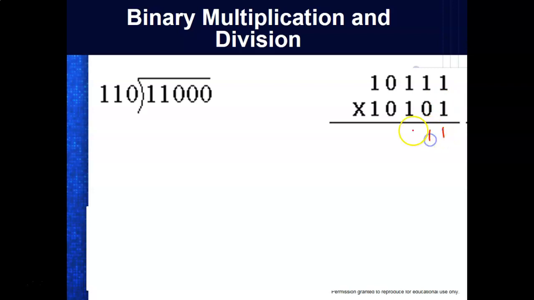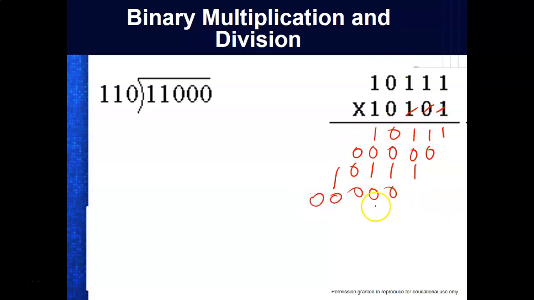So this would be 1, 1, 1, 0, 1. And then I would come through and multiply by this. So that would be what? 0, 0, 0, 0, 0. Of course, back in school, you learned you could shift over twice for every 0. And then this would be 1, 1, 1, 0, 1. And then this would be 0, 0, 0, 0, 0. And this right here would be 1, 1, 1, 0, 1. And then what would I do?